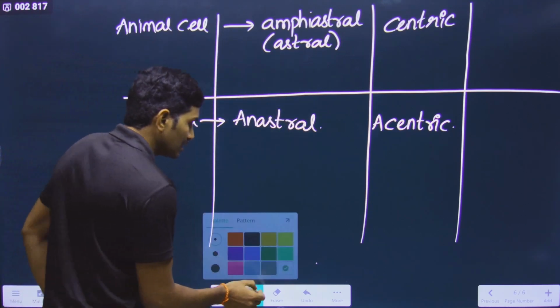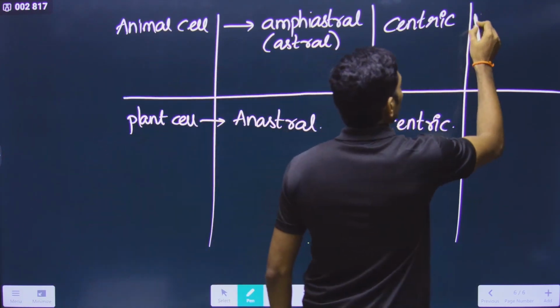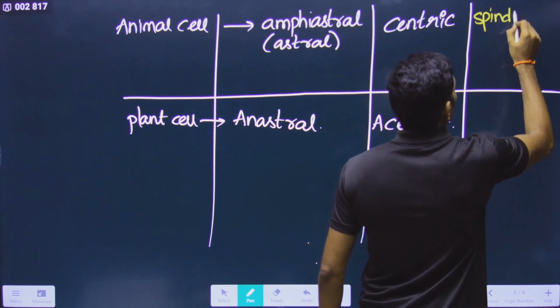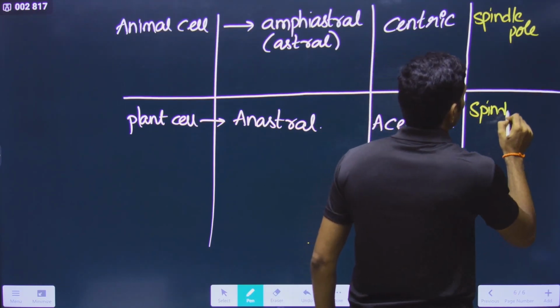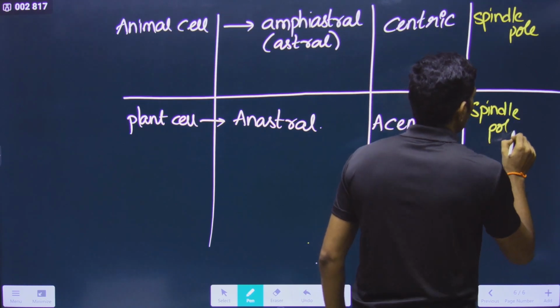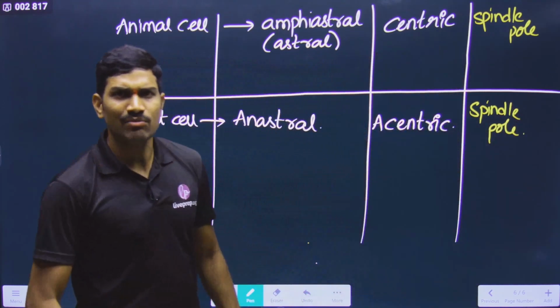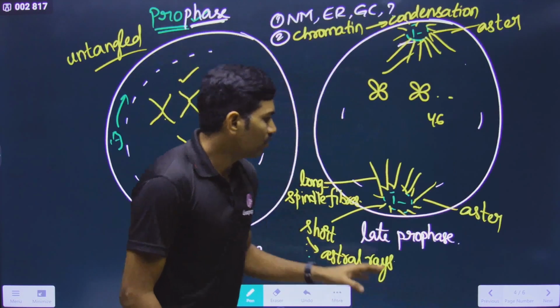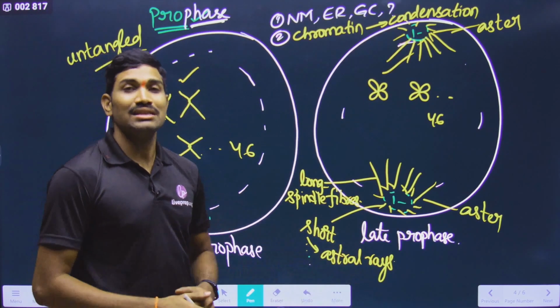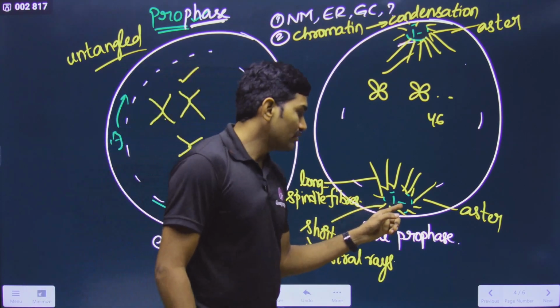But the term spindle pole is used here also. The spindle pole term is used for animal cells, and the spindle pole term is used for plant cells too. In both cases, all these points we have already discussed, so I'm not repeating this. So you can use the spindle pole term in both cases. But the thing is, in animal cell, who will form the spindle pole?